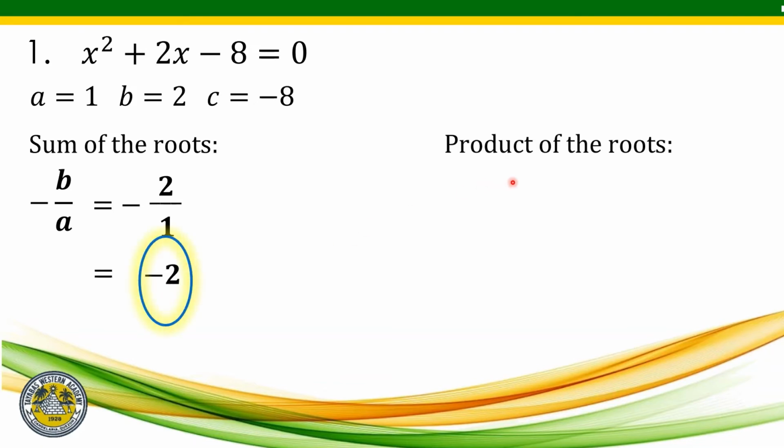Next is the product of the roots. We will use the formula c over a. And again, we will use the values of c and a. The value of c is negative 8. The value of a is positive 1. Negative 8 divided by positive 1 is equal to negative 8. So the product of the roots for number 1 is negative 8.